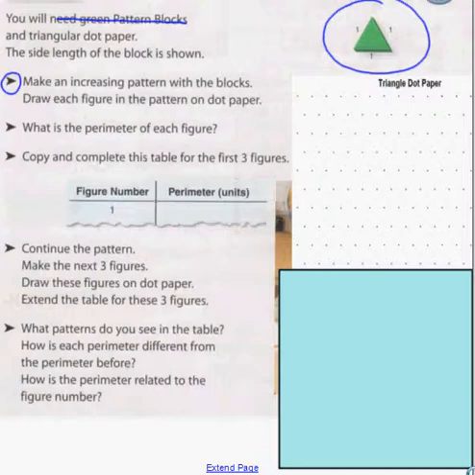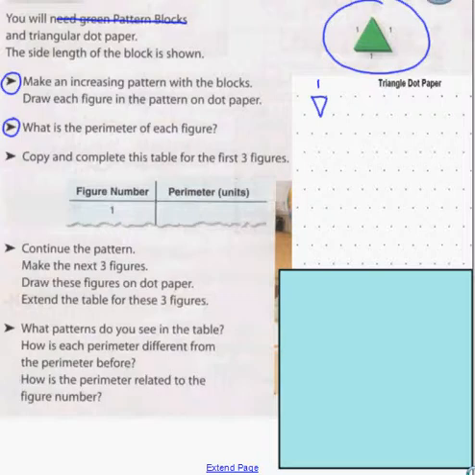So let's start by drawing. Let's draw the first triangle on there. And it's going to look like that. Alright, so if we draw one triangle, we can figure out what's called the perimeter. So look at the second arrow. What is the perimeter of that first figure? And we're going to call this figure 1.